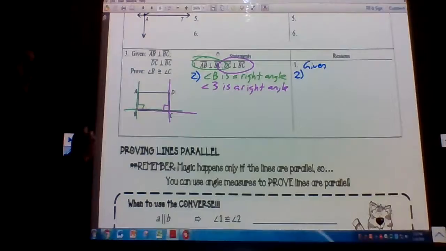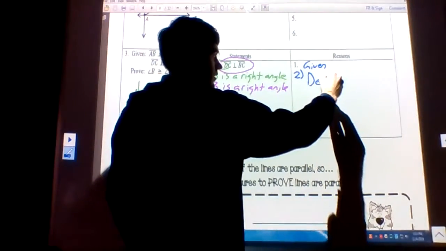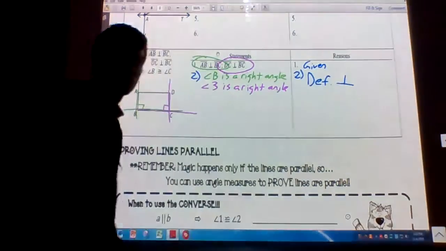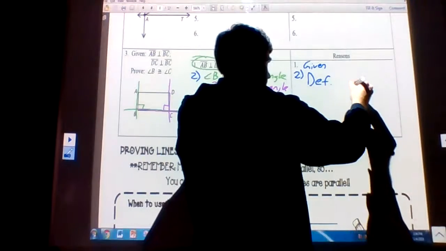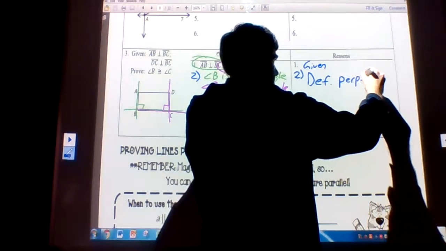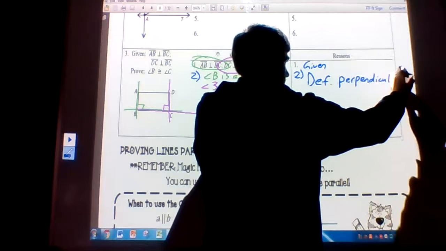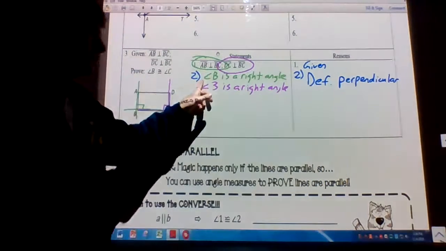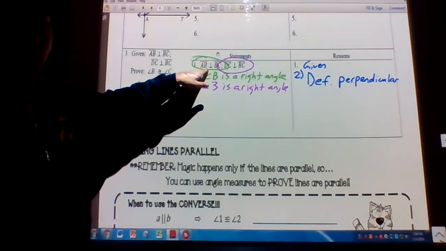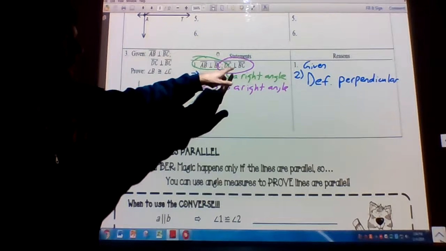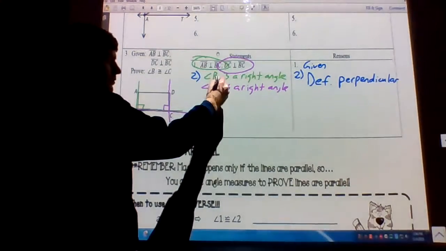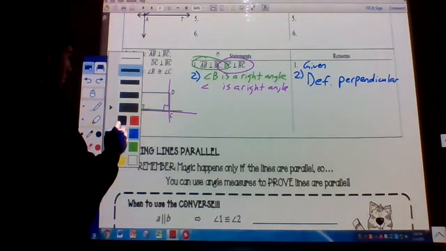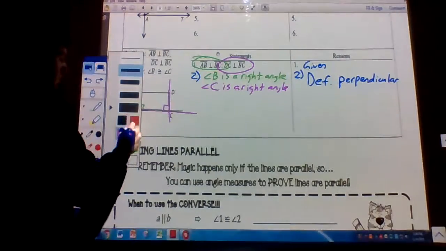That is our definition of perpendicular. We'll write it out: definition of perpendicular. It tells us that since AB is perpendicular to BC, angle B is a right angle. Since DC is perpendicular to BC, angle C is a right angle.